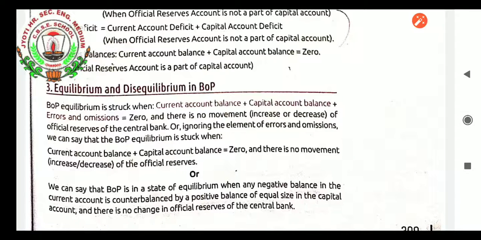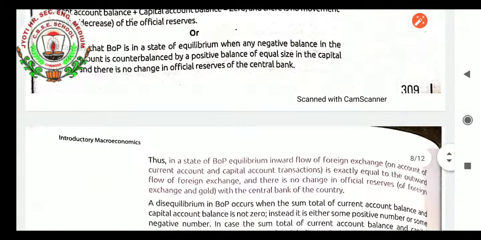That time balance of payment will be in equilibrium. This situation is very rare. Ignoring the element of errors and omissions, we can say that balance of payment equilibrium is struck when current account balance plus capital account balance equals 0 and there is no movement of the official reserves.